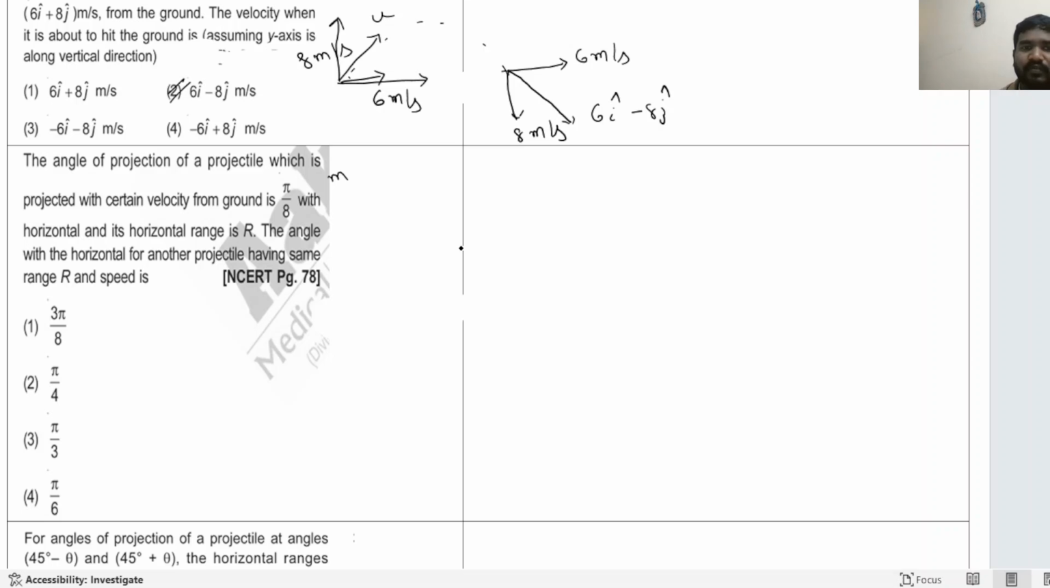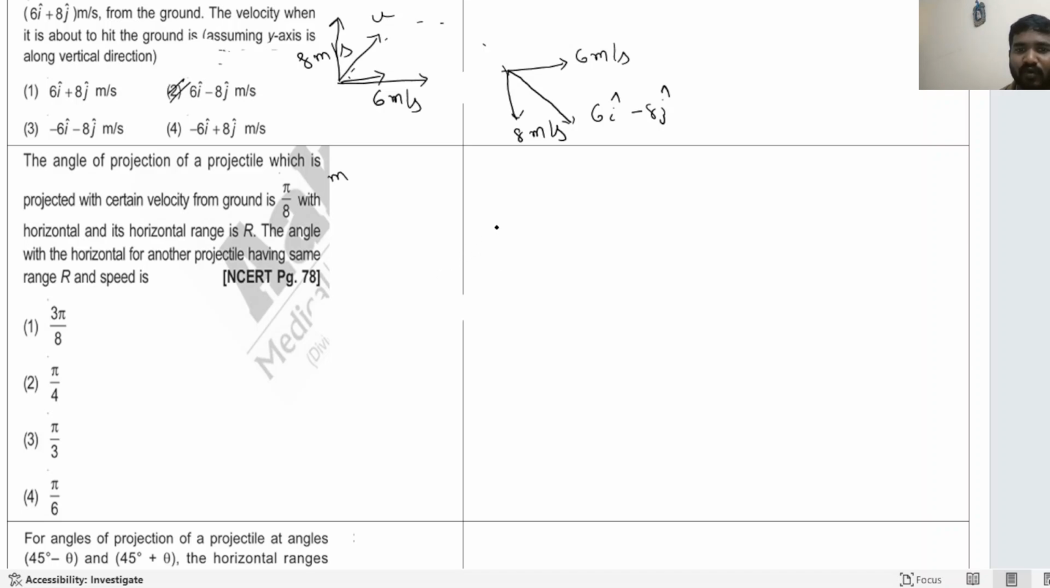Now, the angle of projection of a projectile which is projected with a certain velocity from the ground is pi by 8 with the horizontal. And its horizontal range is capital R. The angle with the horizontal for another projectile having the same range?